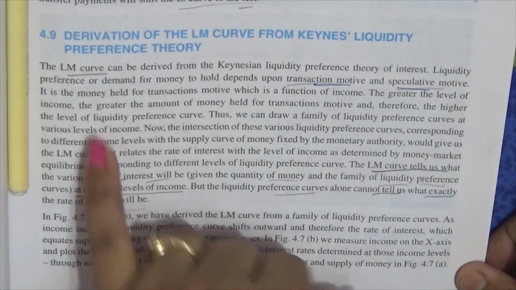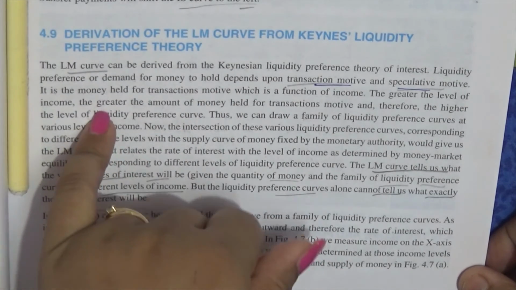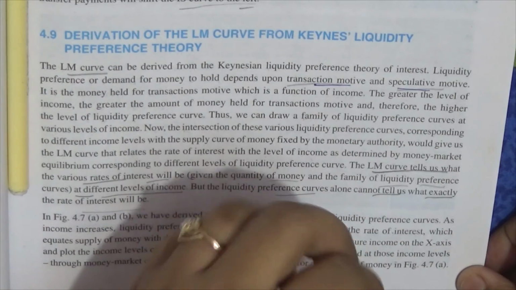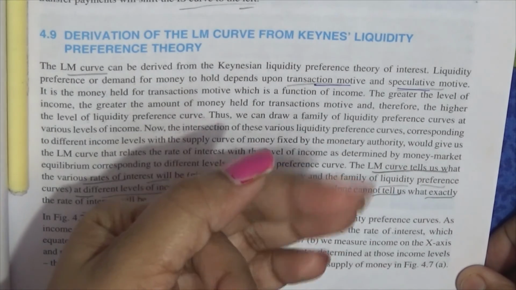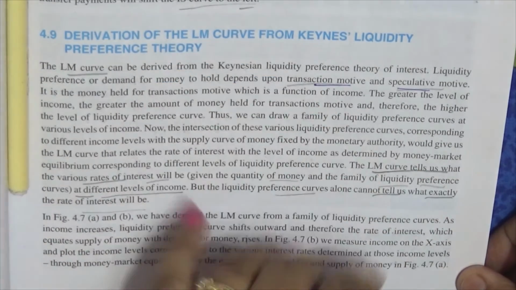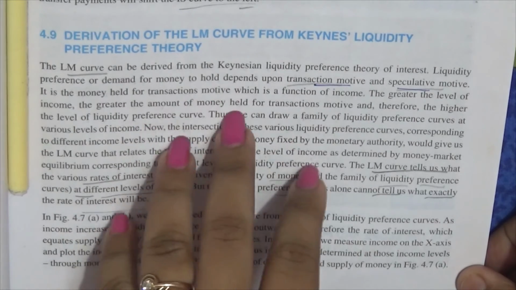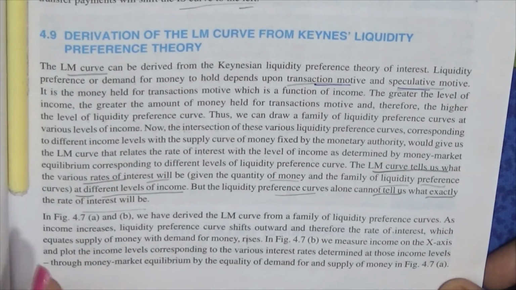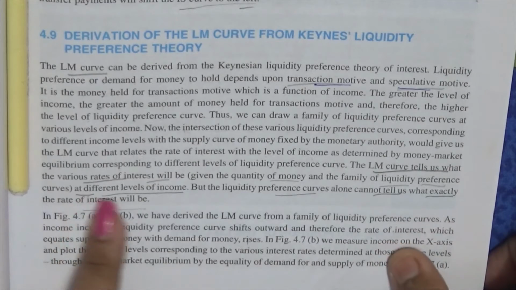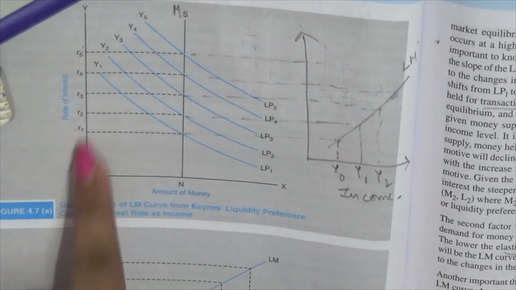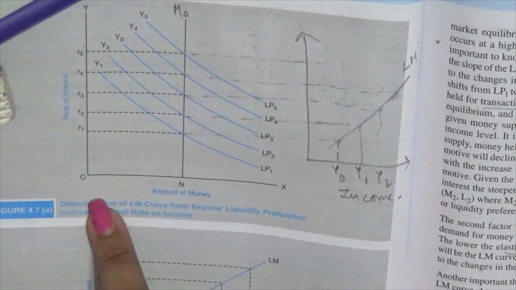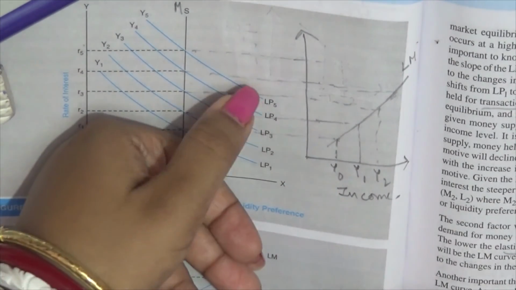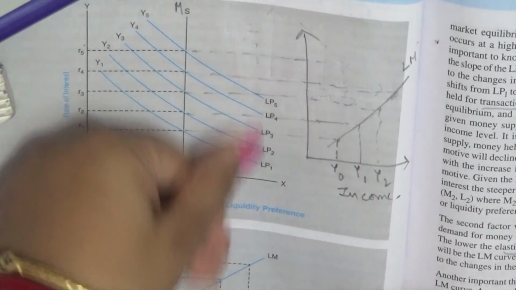Now the demand of money also depends on the interest. If in the bank you are getting more interest rate, then they keep less money for transaction motive. For that reason also the money demand takes place. So in the graph it has been shown, in the y-axis it is rate of interest, and in the x-axis it is the amount of money. LP1, LP2, LP3, LP4, LP5, these are all the money demand curves.